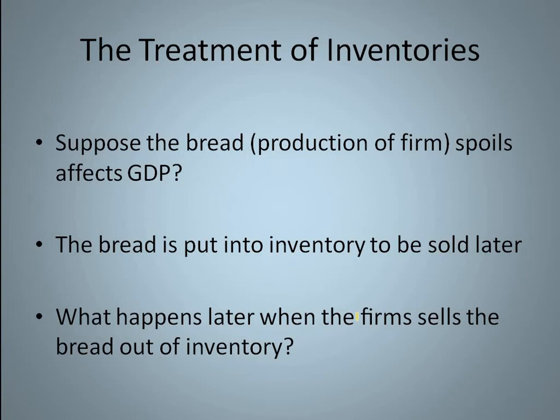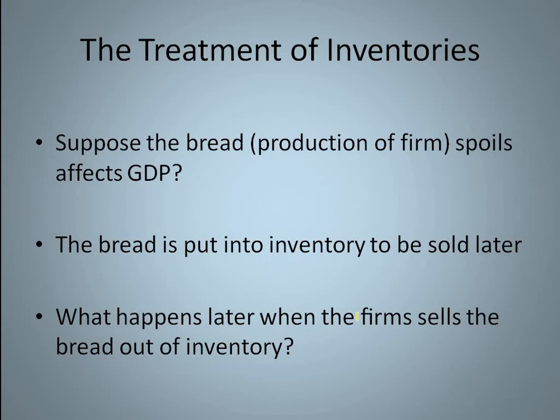The next case: what happens later when the firm sells the bread out of inventory? In this case, much like the sale of used goods, there is spending by the bread consumer, but there is inventory disinvestment by the firm. This negative spending by the firm offsets the positive spending by the consumer. So the sale out of inventory does not affect GDP.